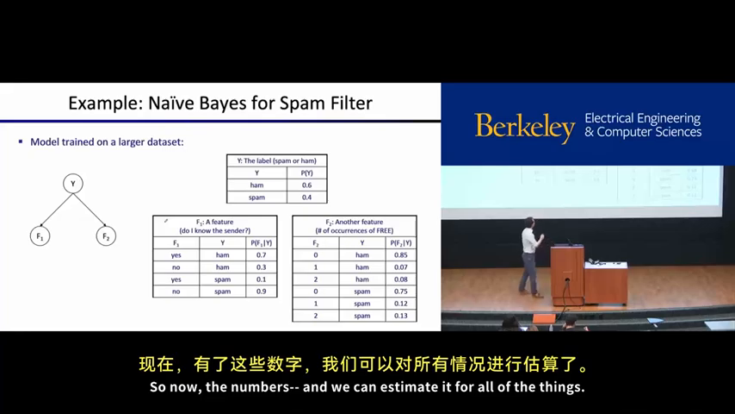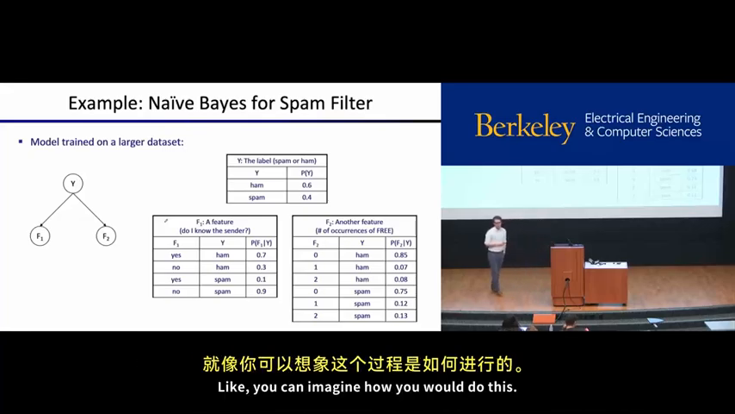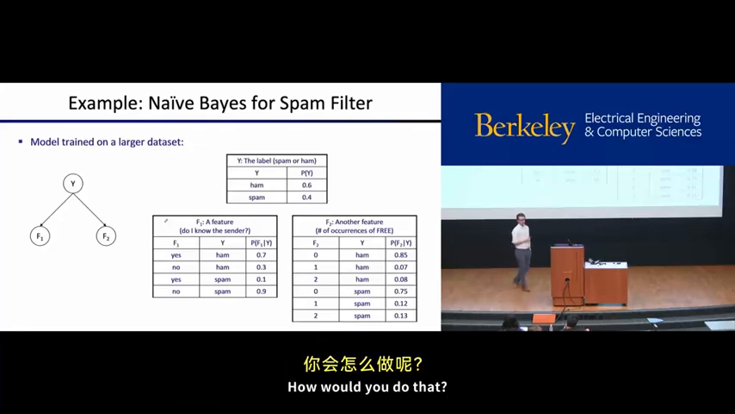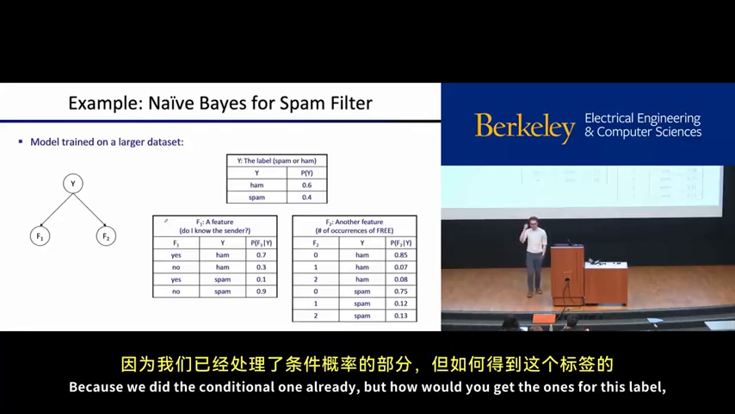So now we can estimate it for all of the things. You can imagine how you would do this. How would you get the label for probability of ham? How would you do that? Because we did the conditional one already, but how would you get the ones for this label, the prior?